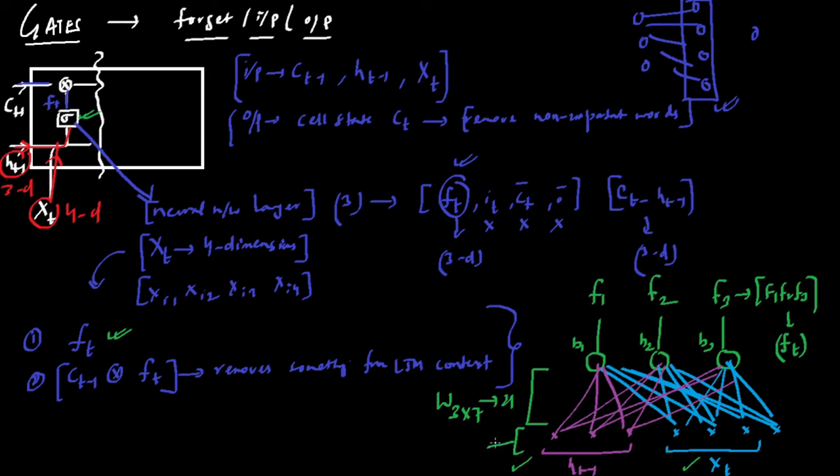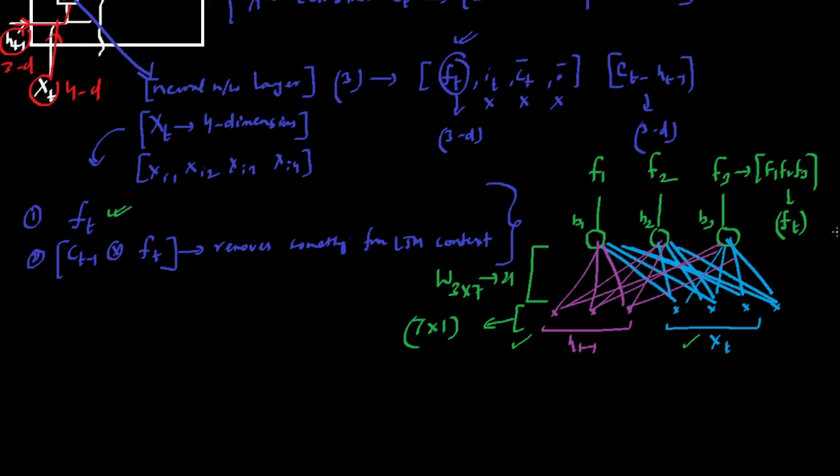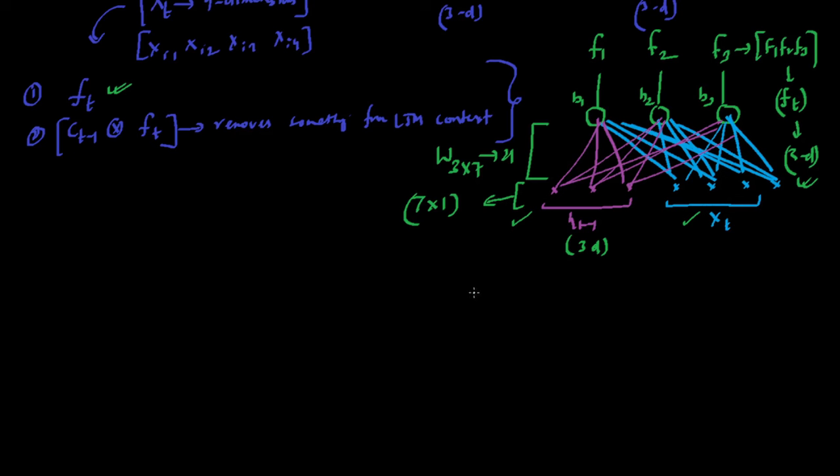How many neurons do we have here? We have 7 cross 1 neurons, right? So f of t is three-dimensional. We all know if ht is three-dimensional, f of t will also be three-dimensional, and this is evident here. Now, talking about this graph here, okay?